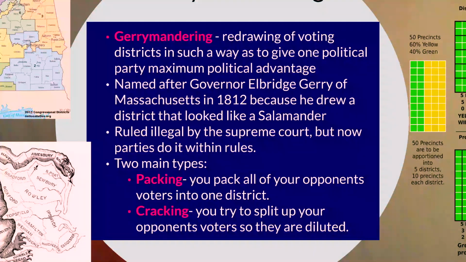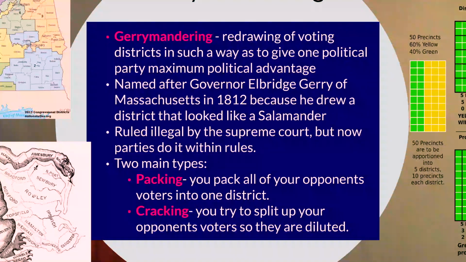There are two main ways that you can gerrymander. The first one is called packing. That's where you understand that you're going to lose some districts, so you try to pack as many of your opponent's voters into a small district and put them all in one district. So you try to limit the number of seats they get by putting as many as possible into one district.